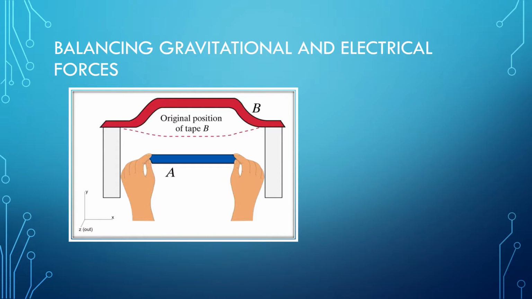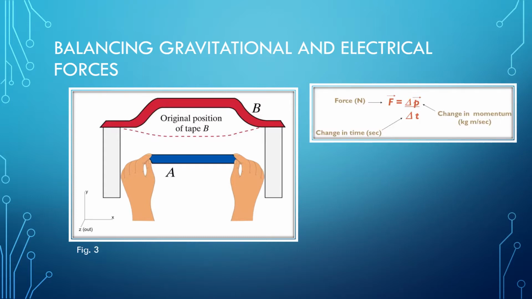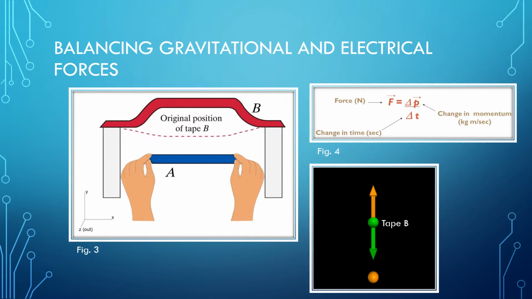Tape B reaches a new equilibrium position where the gravitational force and the electrical force due to the tape compose the action and reaction forces. Since the momentum of tape B is not changing, you can conclude that the net y component of the force on tape B is 0, based on the force equation where momentum is 0. The free body diagram for this situation would be as follows.